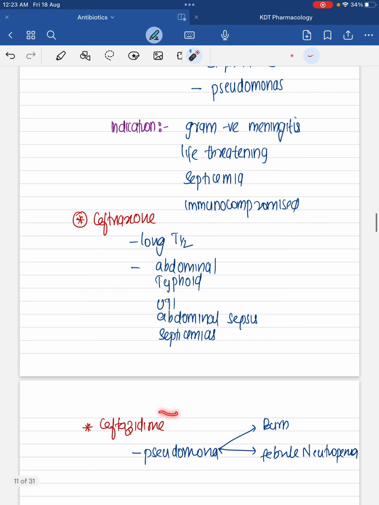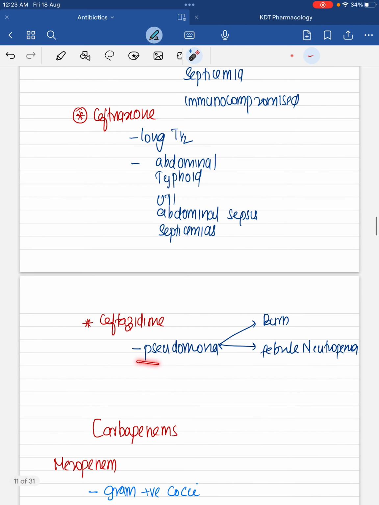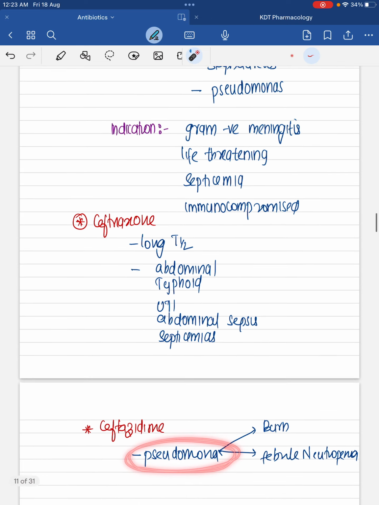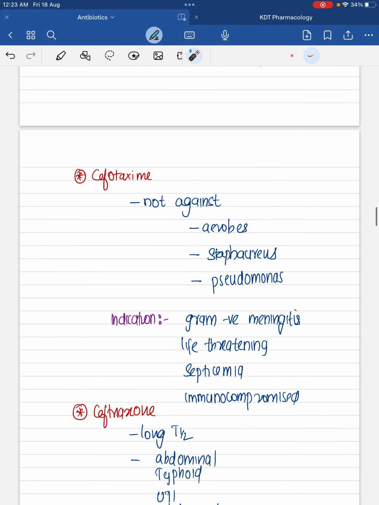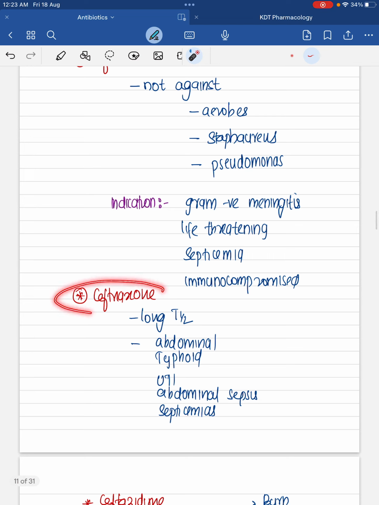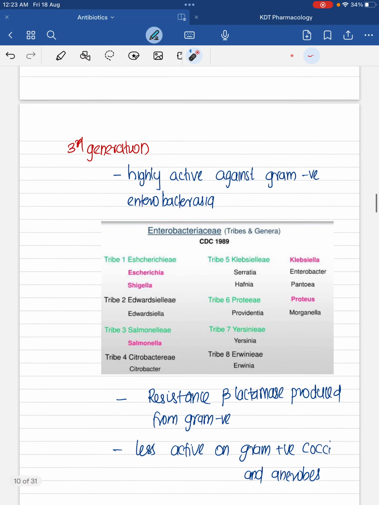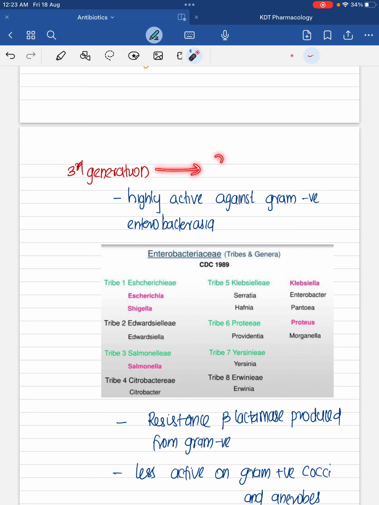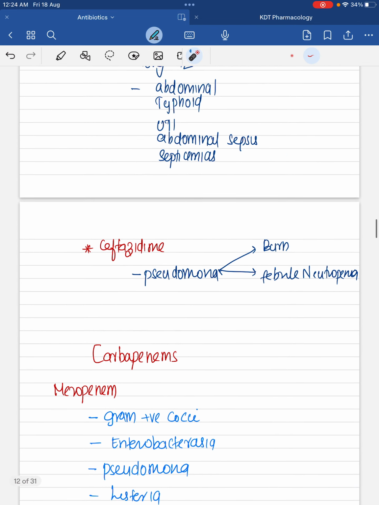Another third generation cephalosporin is ceftazidime. They are mainly acting on pseudomonas, because cefotaxime is not active against some organisms like Staph aureus and pseudomonas, and ceftriaxone is also not active against Staph aureus. So third generation will be active against all the infections except staph. Please keep this in mind, except staph they are active against the majority of bacteria.